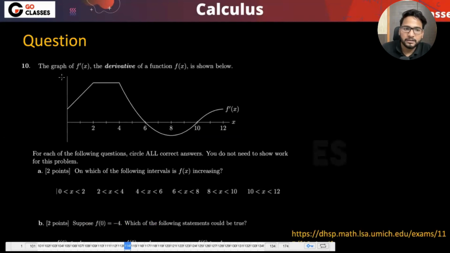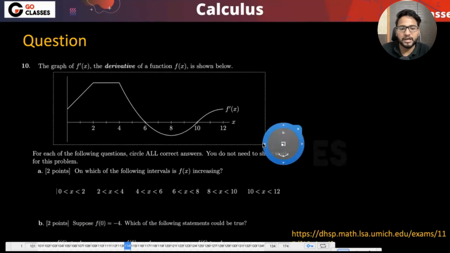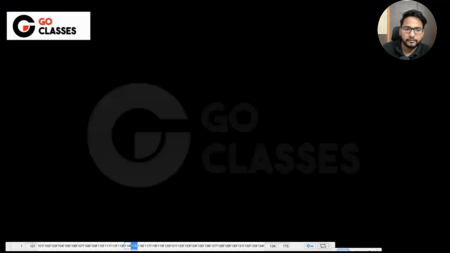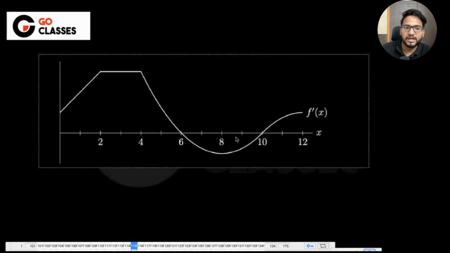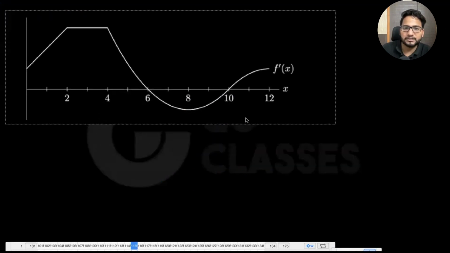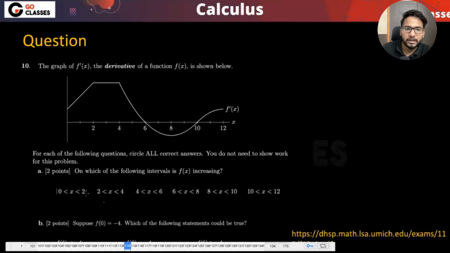Now let's just see this. What they're saying is that for this graph, f dash x, the derivative of this function is shown below. So basically they have given the derivative. They have not given the function. They have actually given the graph of the derivative. Okay. This is the graph of the derivative. And then they have asked something. Let's just see what they have asked. They have asked on which of the following points the function is increasing. So this is the first question.